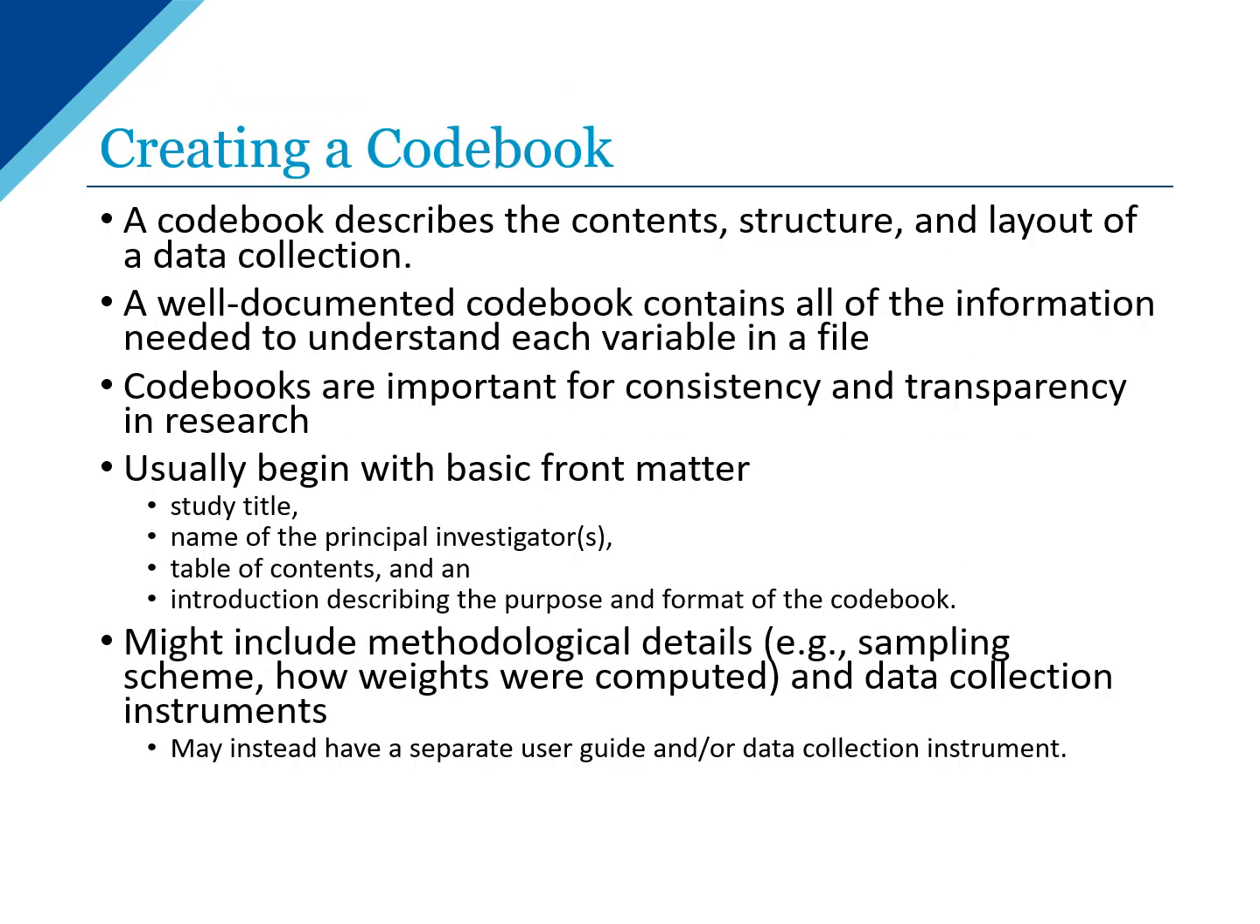A codebook is a document that describes the contents, structure, and layout of a data collection. It should contain all of the information you need to understand each variable in a file. They are very important for consistency and transparency in research, allowing for data reproduction. It usually begins with some front matter that includes the study information such as title, principal investigator, table of contents, and format. The front matter might also include additional methodological details like sampling scheme and how weights are computed.